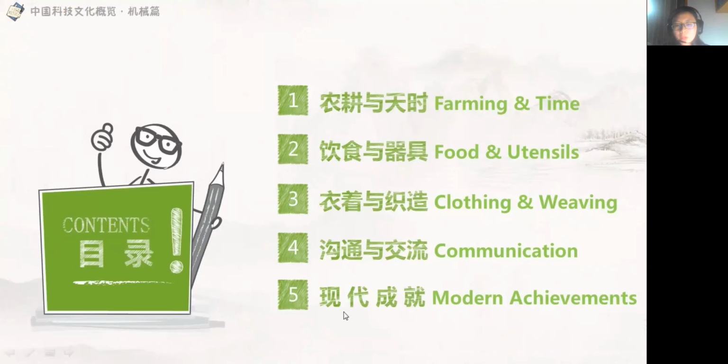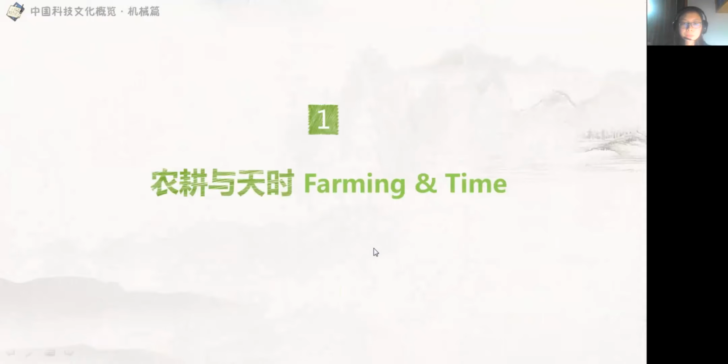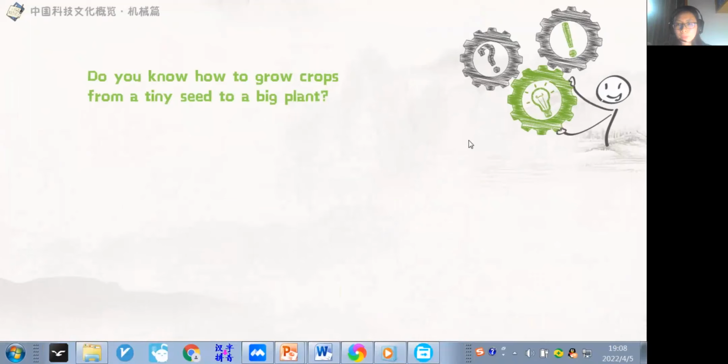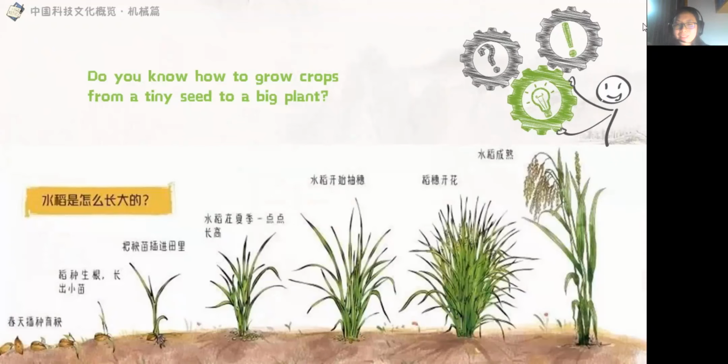Okay, let's see the first part. Farming and time. One question for you. Do you know how to grow crops from a tiny seed to a big plant? Yes. Do you know the steps?